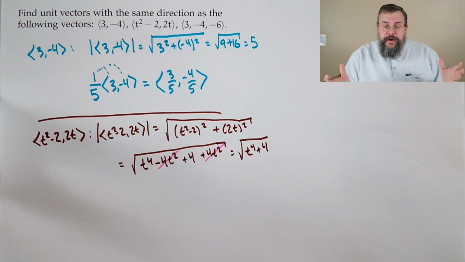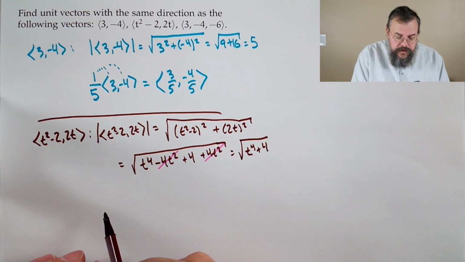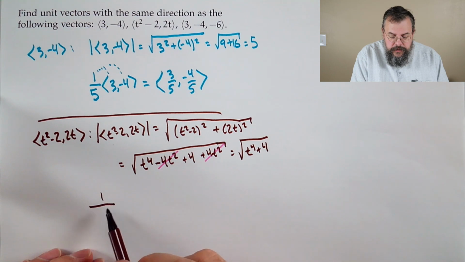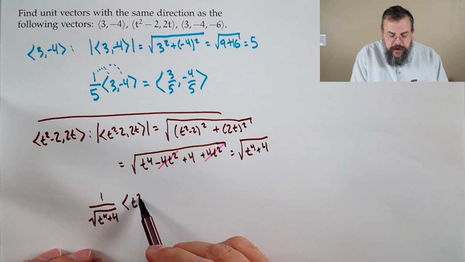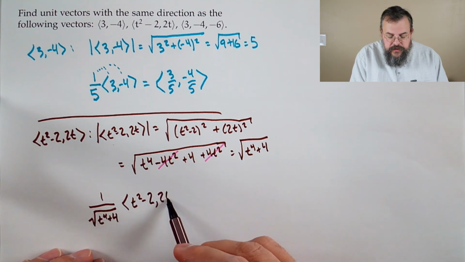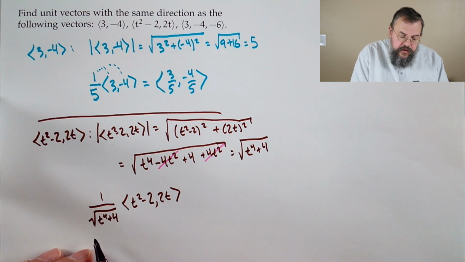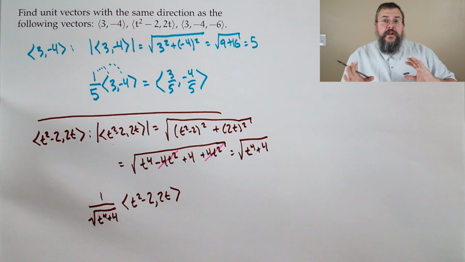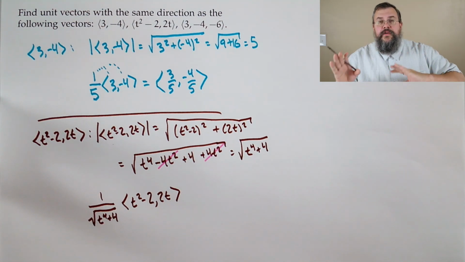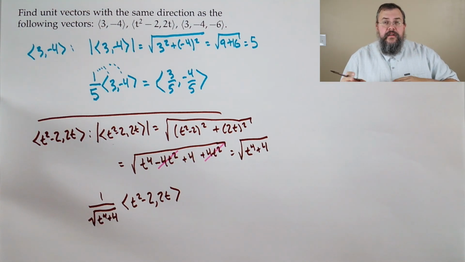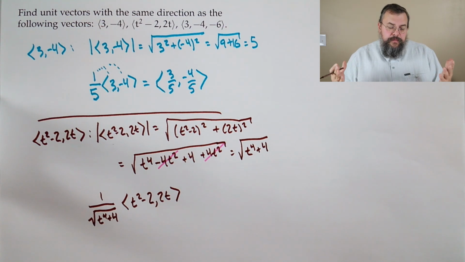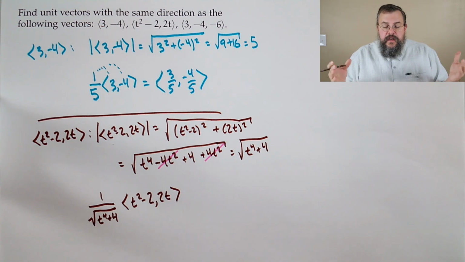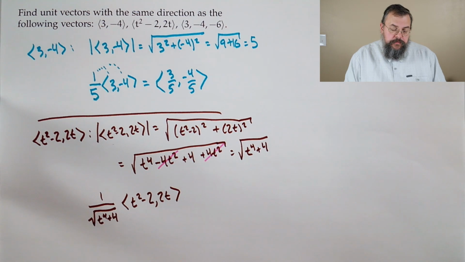Well, we're almost done. In fact, we pretty much can just write down our answer. We could say that's 1 over the square root of t to the fourth plus 4 times t squared minus 2 comma 2t. So in this case, we could distribute through. I would probably prefer not to. Generally, my rule of thumb is I'll distribute through if it's going to be something reasonable and nice. But when it doesn't really help things look better, I don't see a reason to do it. And so I'll just not do it in this case here.